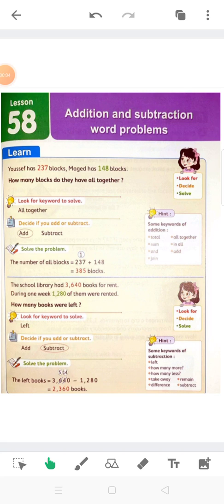Today inshallah we're gonna finish the math syllabus for grade 3. Okay, let's start our lesson. Here we have the addition and subtraction word problems. Let's recognize the keywords of the addition.